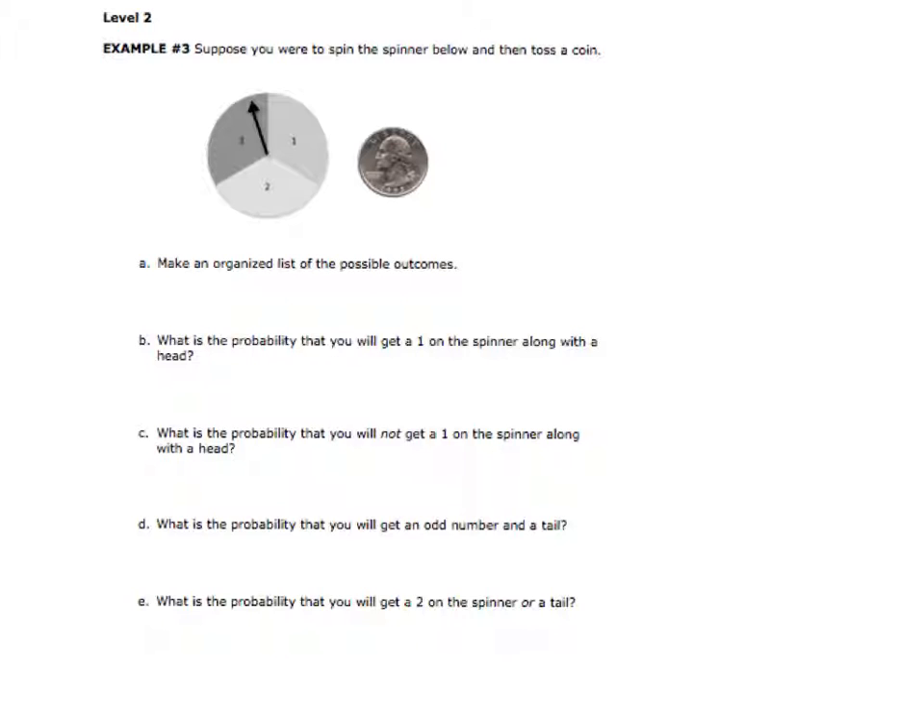So what we want to do here is, if we spin a number 1, we could land on a heads, or if we spin a number 1, we could land on a tails. The same thing could happen if I spin a 2. It could be a 2 and a heads, or a 2 and a tails. A 3 and a heads, or a 3 and a tails. So you can see that there's 1, 2, 3, 4, 5, 6 total outcomes.